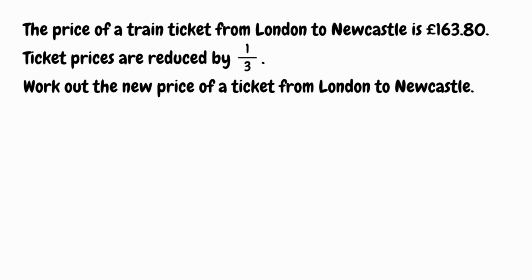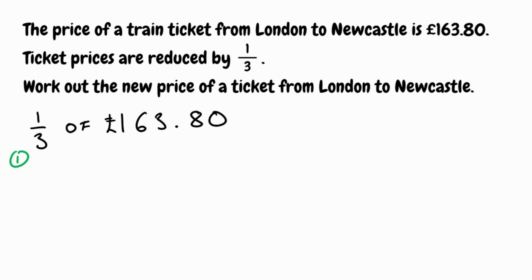Okay, and for our final question, we have the price of a train ticket from London to Newcastle is £163.80. Ticket prices are reduced by 1/3. Work out the new price of a ticket from London to Newcastle. So again, to begin with, we've got a fraction of an amount question. We want to figure out what 1/3 of this £163.80 is.